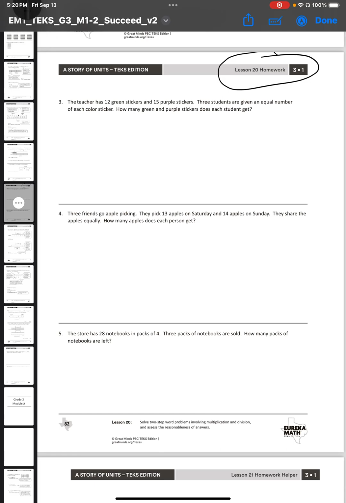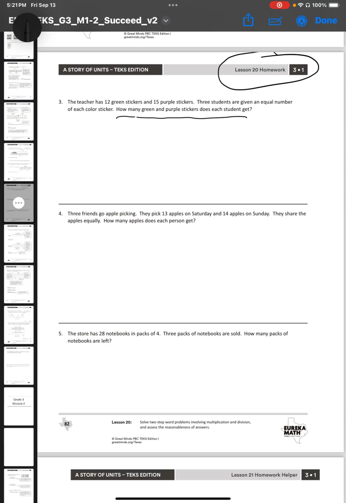I will say my brain probably works in a very odd way. In fact, I'm quite sure of that. When I'm reading this question, especially when I was younger, I would wonder, do they want to know the total of the green and purple stickers that they get, or do they want to know the exact number of green, the exact number of purple? So we're going to find a way to answer both of those questions.